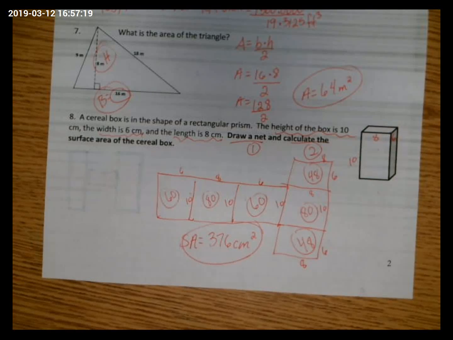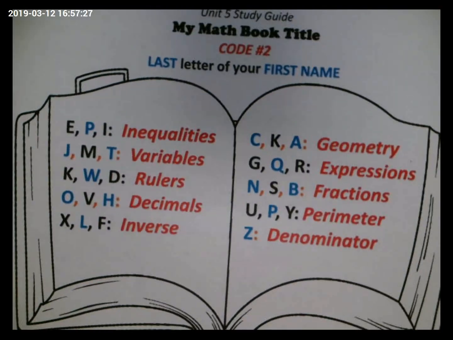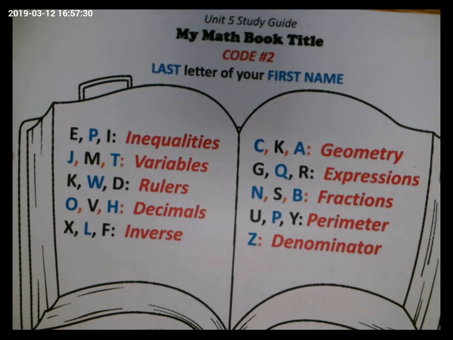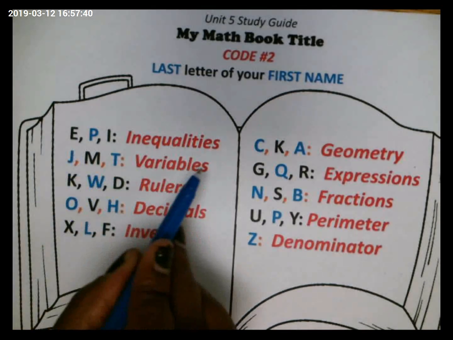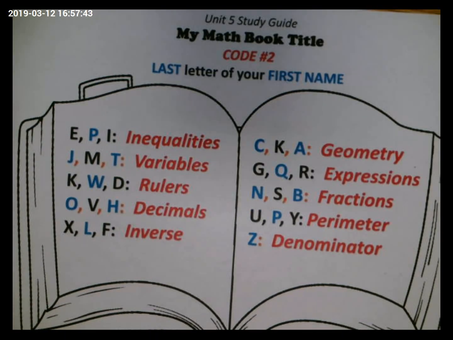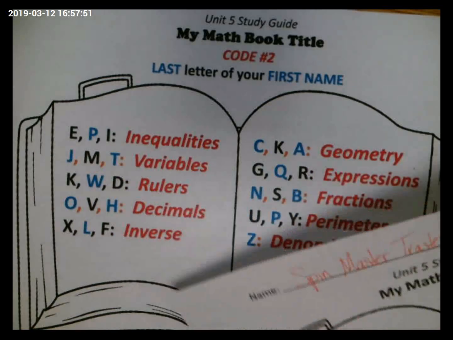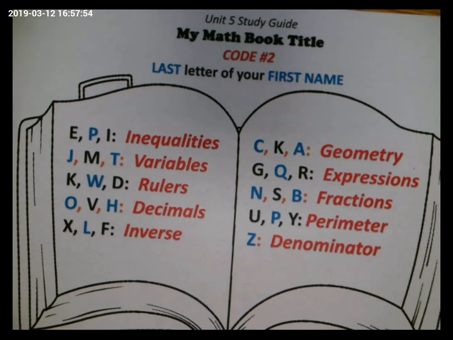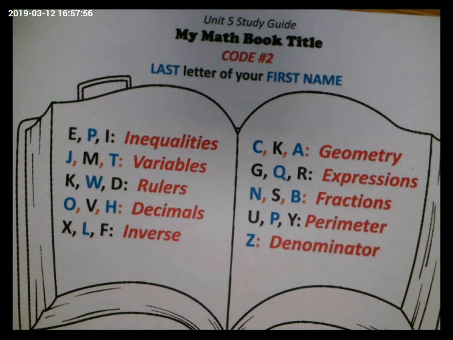There we go. All right, it is code time. All right, so here is code number 2 for my math book title. You are using the last letter of your first name. And I go by DJ Tay, so I am going to use Tay. So the last letter of my first name will be E for inequalities. Spin Master Traster's first name ends in an E, so I am also inequalities. Make sure you're writing it down. Pause it if needed.